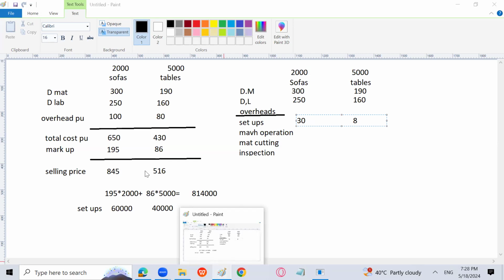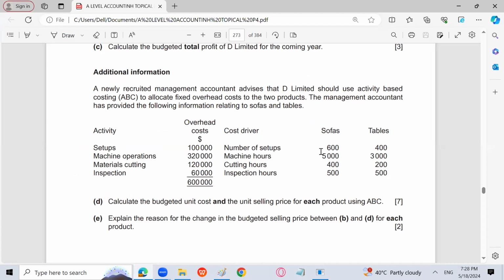Now let's talk about the next part, that is machine operation. 3,20,000, and the ratio between that is distributed according to the machine hours between sofa and table. So 5:3, 5/8 and 3/8. So let's do it. 3,20,000 into 5/8 and then 3,20,000 into 3/8.